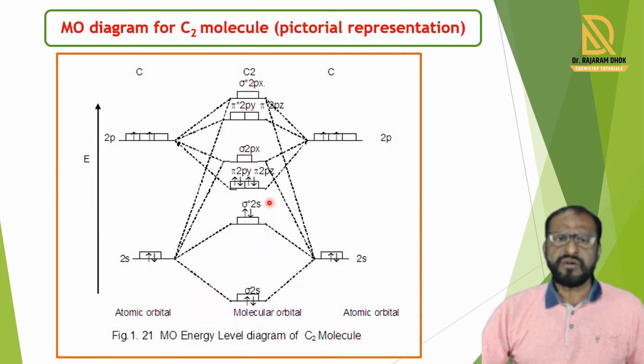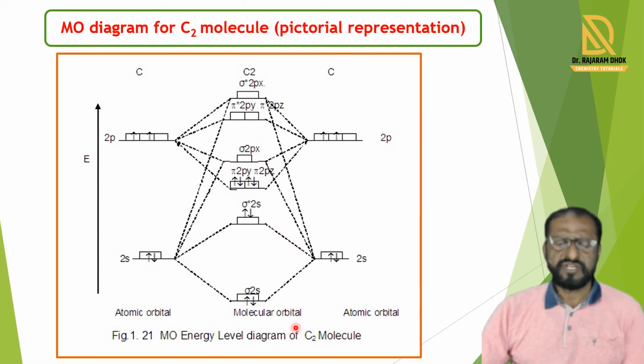After that, a single electron is filled in each of pi 2py and pi 2pz. Again there are 2 electrons, and they are paired in pi 2py and pi 2pz. So in this way a total of 8 electrons are filled in sigma 2s, sigma star 2s, pi 2py and pi 2pz, and the above molecular orbitals remain empty. So this is the MO electronic diagram for the C2 molecule.